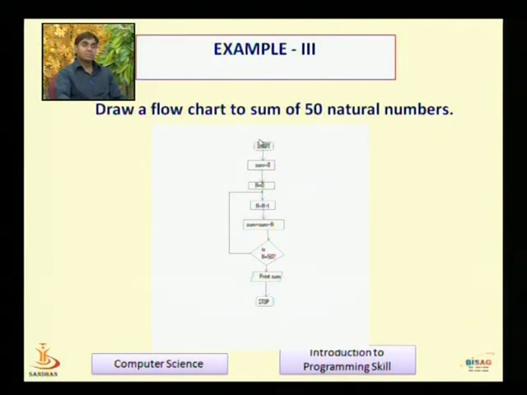This is the start. First of all, sum is equal to 0. n is equal to 0 as well. Then n is equal to n plus 1. First n is equal to 0, so 0 plus 1 is equal to 1, which means n has the value 1.